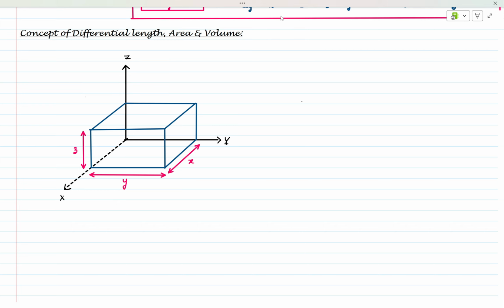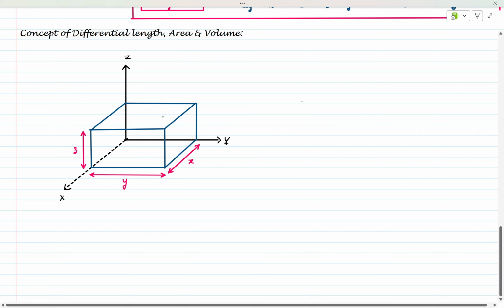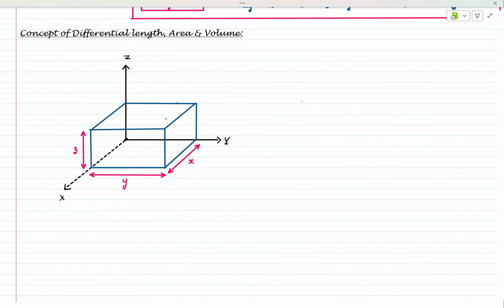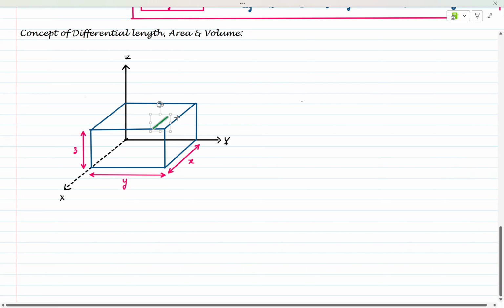Now, understand this point very clearly. I am now considering a small piece inside this large block, like this. This is a small piece I have considered inside this large block.